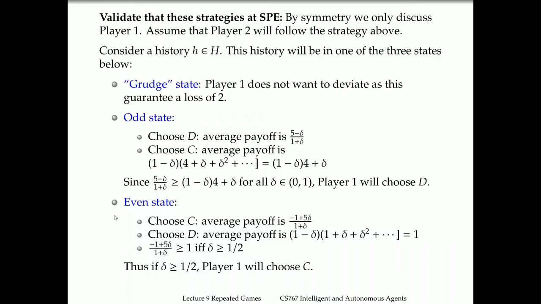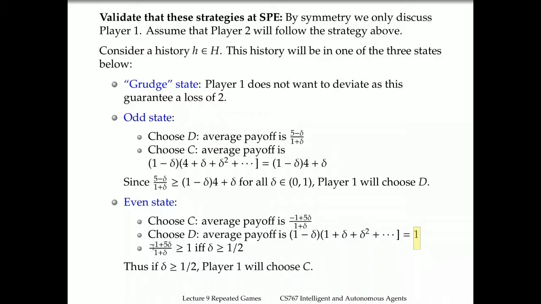Say if we're in an even state, choosing C, we will get an average payoff of this, as also discussed earlier. But what if we deviate from C to D? Then the average payoff will be this much. So essentially we'll get 1 in the current stage, which is DD, and then from now on we will only get DD, so it's just 1 plus delta plus delta squared, and altogether we'll get (1 minus delta) times 1 over (1 minus delta), so we get 1.